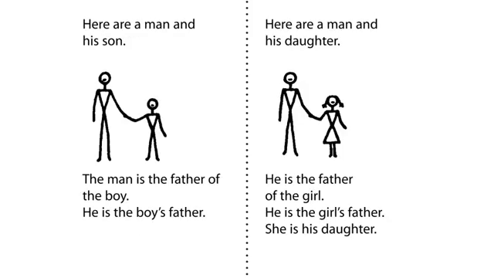Here are a man and his son. The man is the father of the boy. He is the boy's father. Here are a man and his daughter. He is the father of the girl. He is the girl's father. She is his daughter.